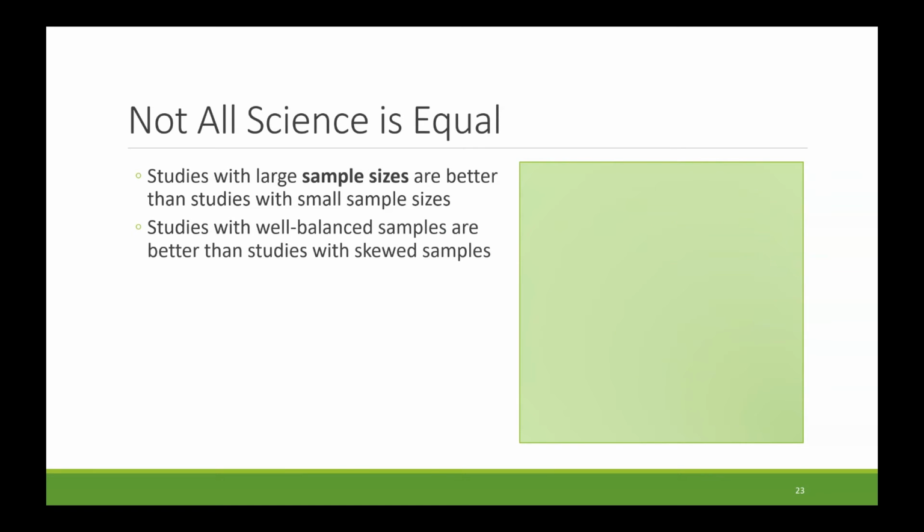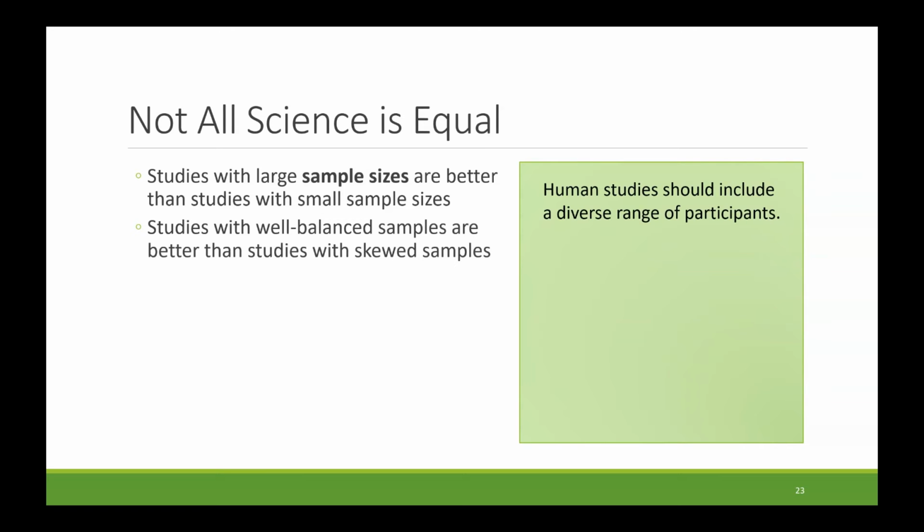Another feature of good studies is having a well-balanced sample, not just a large one, but one that has good representation of the whole breadth of what you want to study. For example, in the previous example, asking the question of what is the average height of an adult human, if we decided to only include males in our sample and exclude females, you would get a very different answer because you don't have a well-balanced sample.